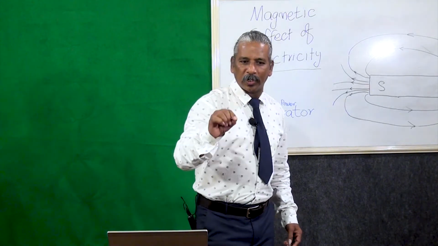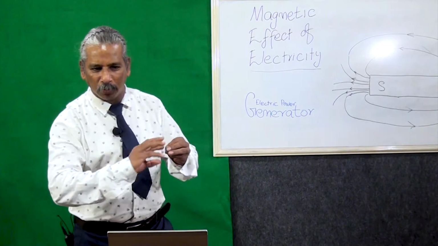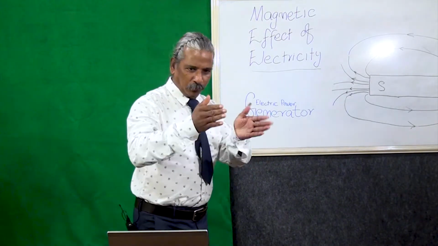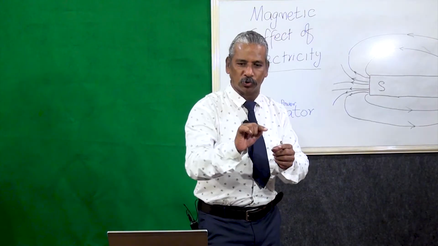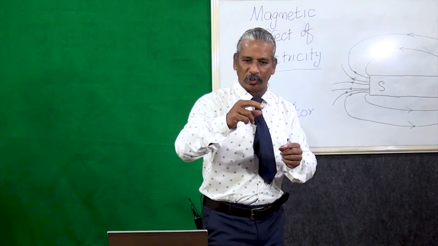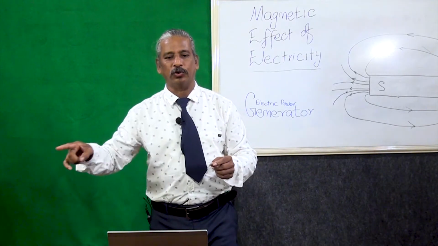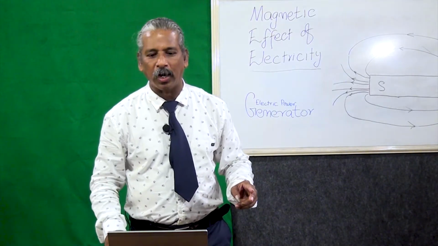An electric current is a flow of electric charge in a circuit. In a circuit, there will be a flow of electric charge. If you take a cell and connect it to a bulb, you will see that from the negative pole, the electrons start flowing into the bulb. It illuminates a filament by producing heat and light energy and returns back to the positive pole. This is a simple circuit with a light.